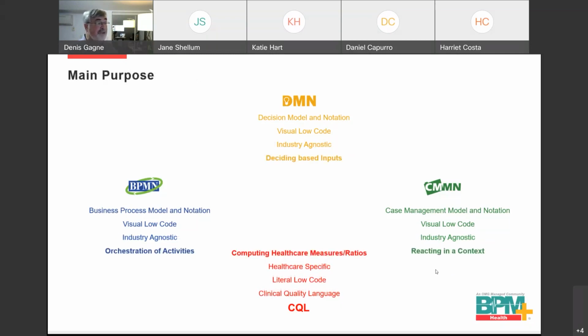From a main purpose kind of perspective, and that's where I'm going to ask for some leeway, BPMN is mostly for orchestrating activities. DMN is mostly about deciding based on some input. CMMN is more about reacting within a certain context, reacting to events. And CQL, I would argue, is more about computing healthcare measures and ratios or creating some healthcare queries, and more specifically FHIR, but CQL is broader than just FHIR.